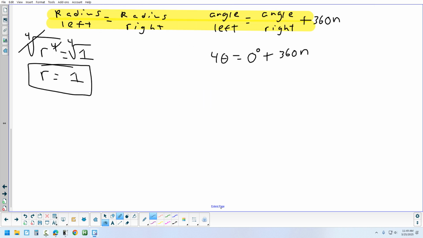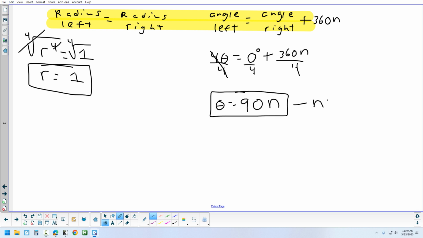All right, so now we want to solve for theta. How are we going to get rid of that 4 in front? Okay, so we're going to divide, divide, and divide. 0 divided by 4 gives me what? So I really don't even need that then. Okay, that part goes away. 360 divided by 4 gives me 90 n. So now there's going to be, how many answers again? 4. So you're going to let n equal 4 different values. 0, 1, 2, and 3.